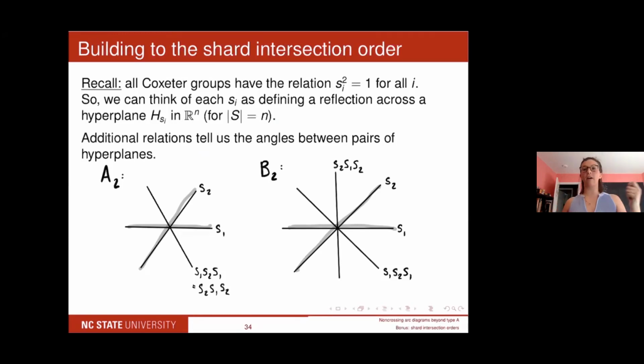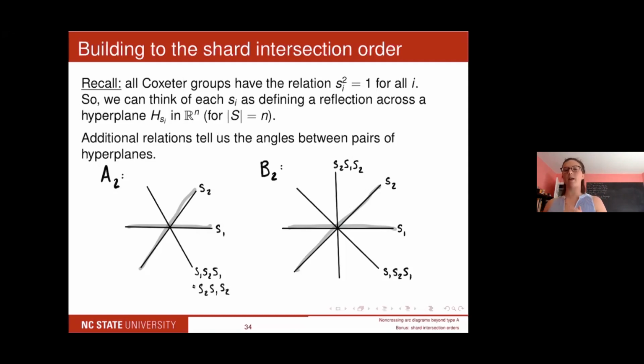So we had at the very beginning that the Coxeter group presentation included an S_i squared equals the identity for all i. So we can really think of these S_i as defining a reflection. Each generator defines a reflection in R^n. And we're going to think of those reflections as being across hyperplanes. And then additional relations tell us the angles between the pairs of hyperplanes. And then they'll also generate additional hyperplanes from just our generating hyperplanes.